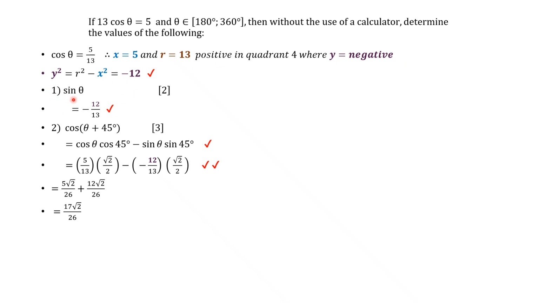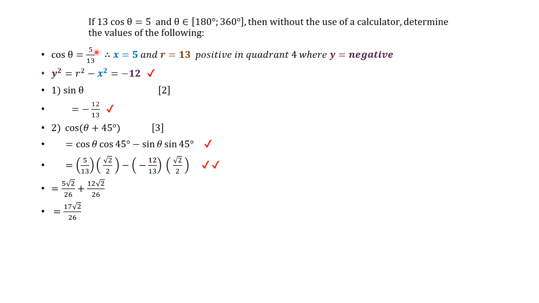So for 1, to solve sin theta, I need to remember sin is y over r. So my y value there is negative 12, my r value is 13. Second one, cos of theta plus 45. I need to use my compound angles and expand. So that becomes cos theta cos 45, positive becomes negative, sin theta sin 45.